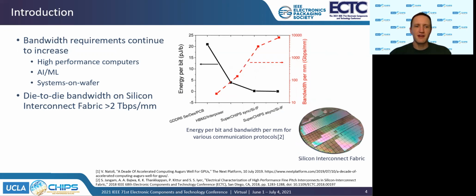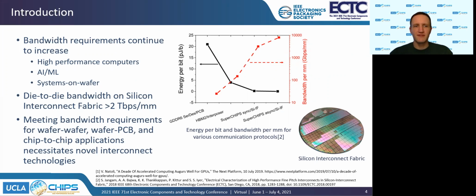For the Silicon Interconnect Fabric, or SIIF, which is a system on wafer enabling heterogeneous integration developed at UCLA CHIPS, we have demonstrated a die-to-die bandwidth of more than 2 terabits per second per millimeter of die edge length. Continued scaling of systems on wafer, such as the SIIF, implies the usage of multiple wafers in addition to off-wafer communication to, for example, a PCB.